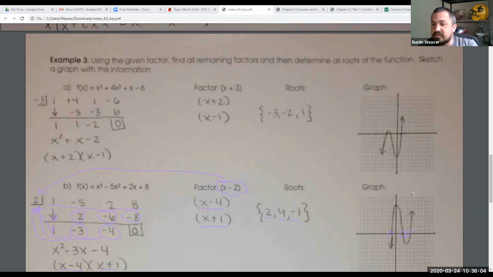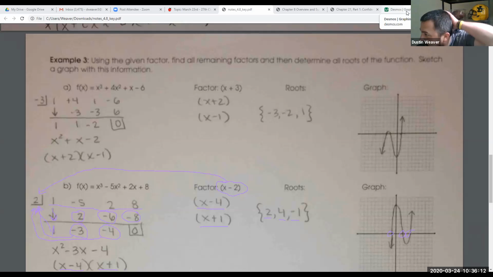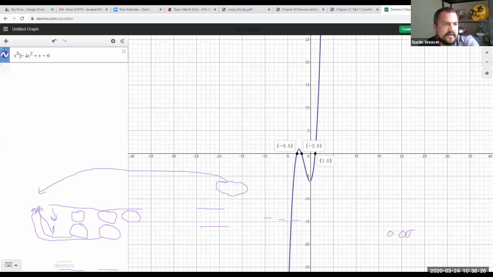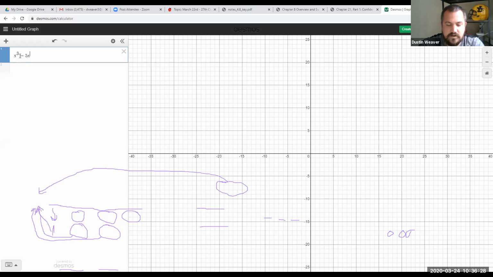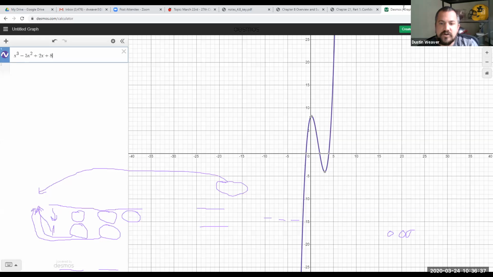If you're having trouble graphing these, Desmos, that's where I'm graphing them. That's where you would graph them if you're taking a test, on the different exams, or in the next math class. Again, x to the third minus 5x squared plus 2x plus 8. Is the graph, and if you notice, you see that it crosses at -1, 2, and 4.